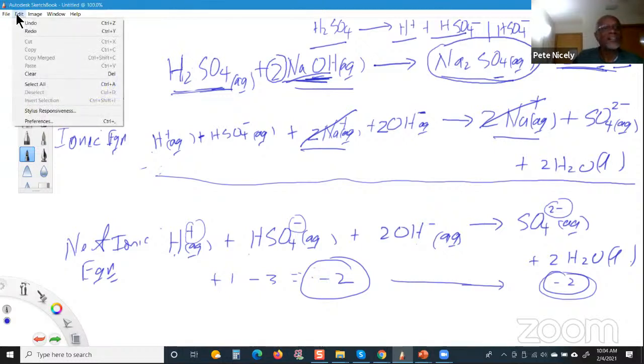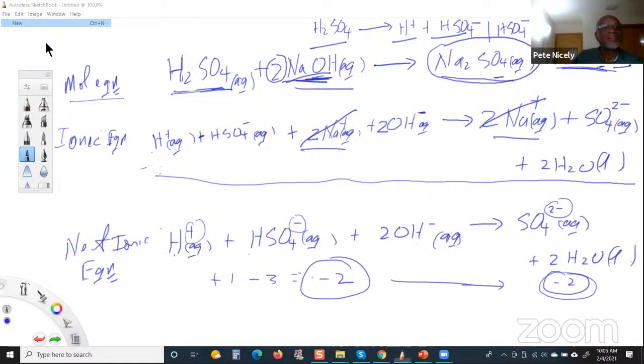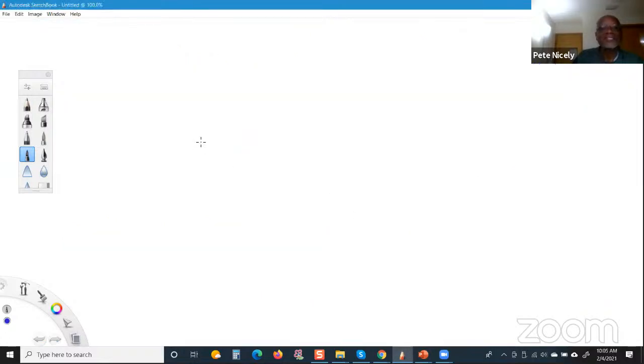So this is my interpretation, please don't laugh, of what a burette looks like. It's a long cylindrical piece of glassware, kind of like this. And then there's a tip at the end of it, fitted with a stopcock or a tap.